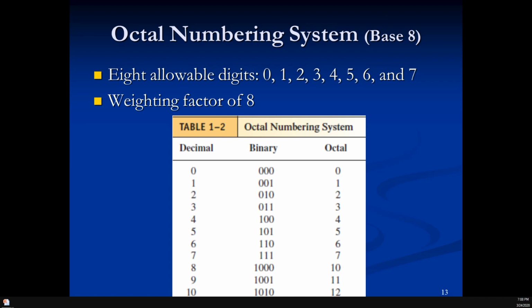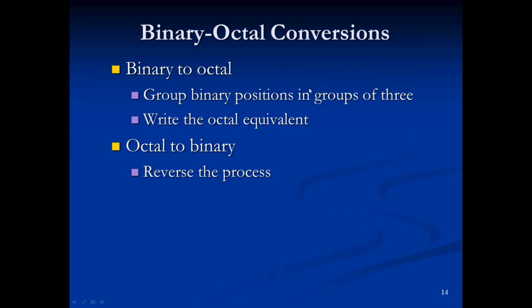So when we think about binary to octal, it's actually kind of convenient how binary and octal, base 2 and base 8, work together. Converting between the two is actually pretty easy because it turns out that you have 3 bits in binary that can represent exactly 8 different numbers, 0 through 7. So when we convert between the two, let's just start with binary to octal.